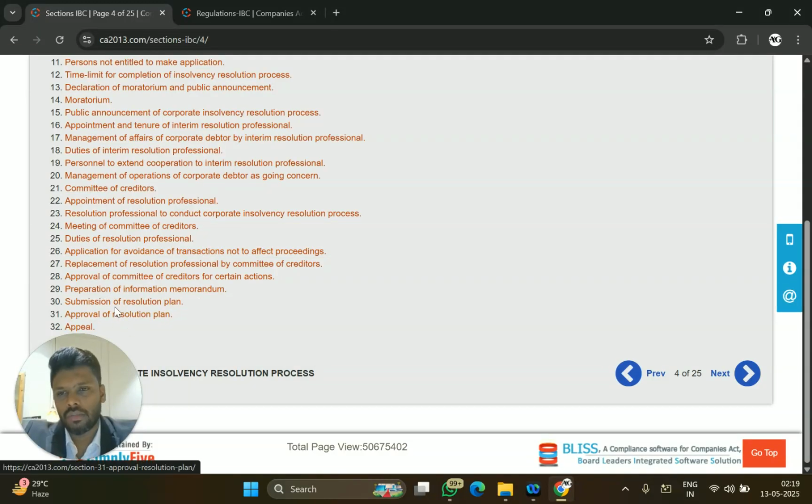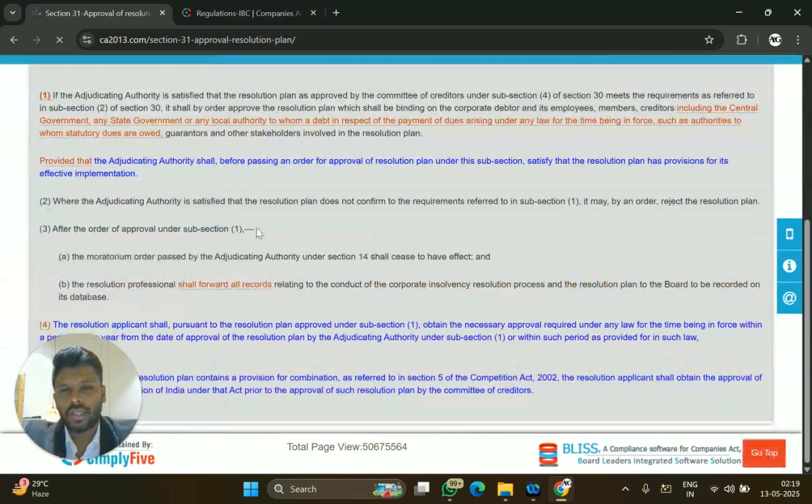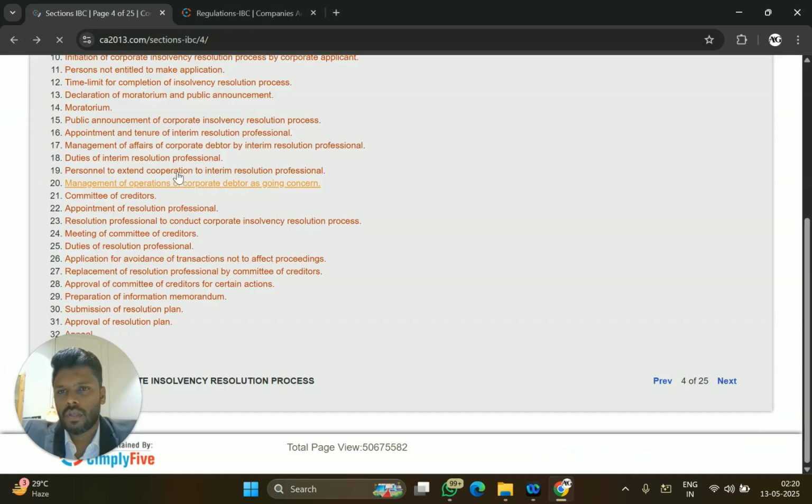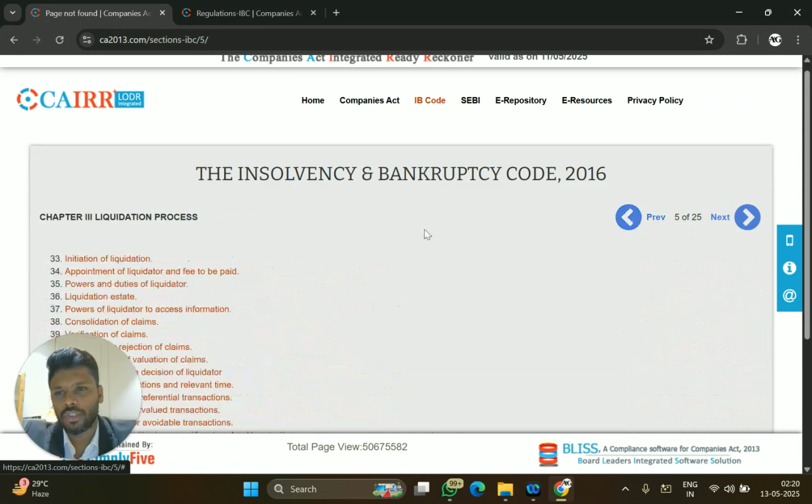Under section 31, if there is a plan, the plan is submitted to NCLT for approval. If the adjudicating authority is satisfied that the resolution plan approved by the committee of creditors under subsection 4 meets the requirements as referred under 30 subsection 2, it shall then approve the resolution plan, and the resolution plan shall be binding upon all of the stakeholders. However, provided that the adjudicating authority shall, before passing an order of approval of the resolution plan, satisfy itself that the resolution plan has provisions for its effective implementation. Where the adjudicating authority is satisfied the resolution plan does not conform with the requirements, it shall reject the resolution plan. Okay.